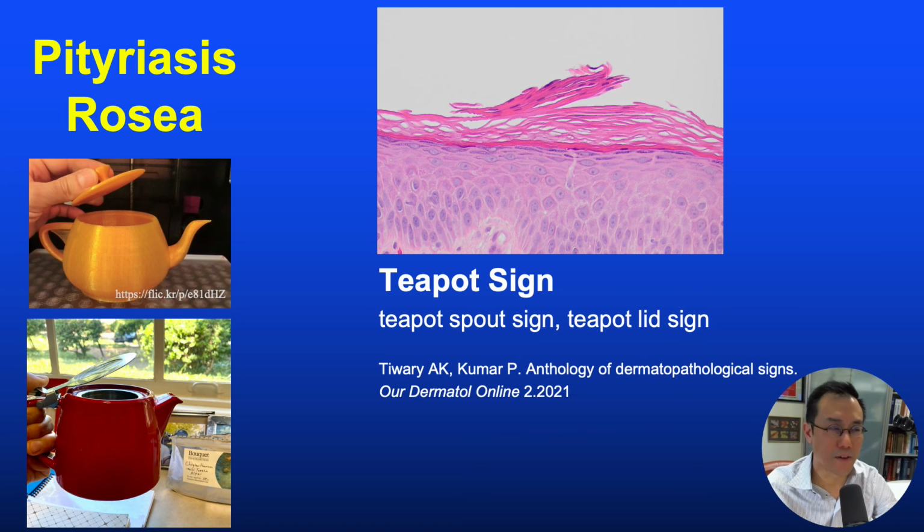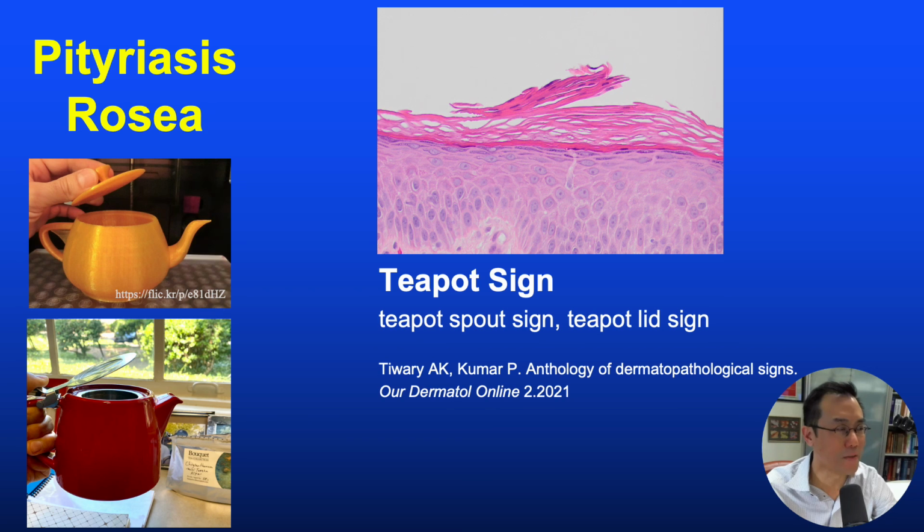Doctors certainly do love our signs, and so this is one that I learned about just this year. The teapot sign in pityriasis rosea is a more specific description of that cap or mound of parakeratosis. As you can see here, the focal parakeratosis is lifting off on one side, but it's attached on the other side, and so that has been said to resemble a teapot. It has been debated whether that refers to the spout of the teapot or the lid of the teapot as shown here.